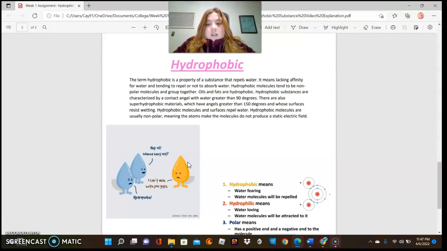Hydrophobic substances are characterized by a contact angle with water greater than 90 degrees. There are also superhydrophobic materials which have angles greater than 150 degrees, and whose surfaces resist wetting. Hydrophobic molecules and surfaces repel water. Hydrophobic molecules are usually nonpolar, meaning the atoms that make up the molecules do not produce a static electric field.